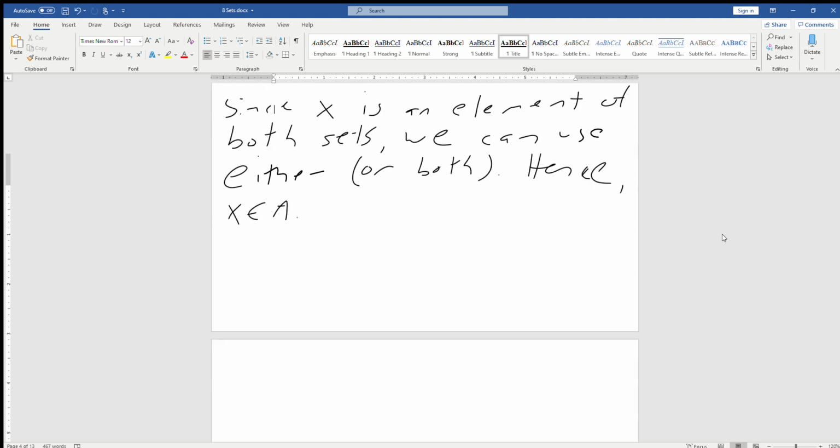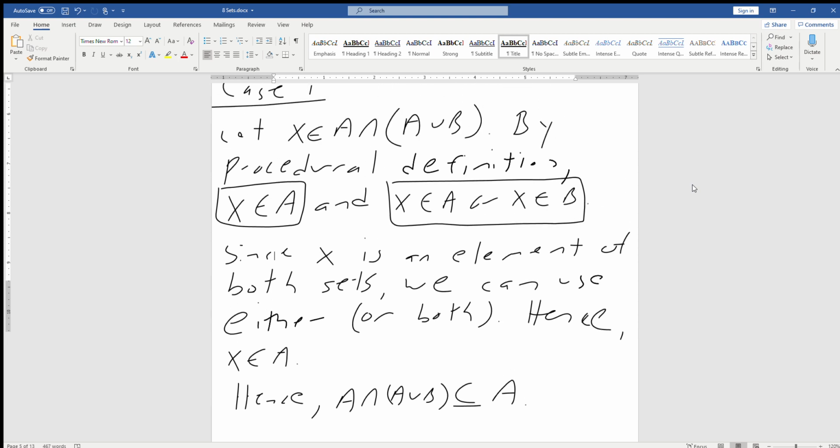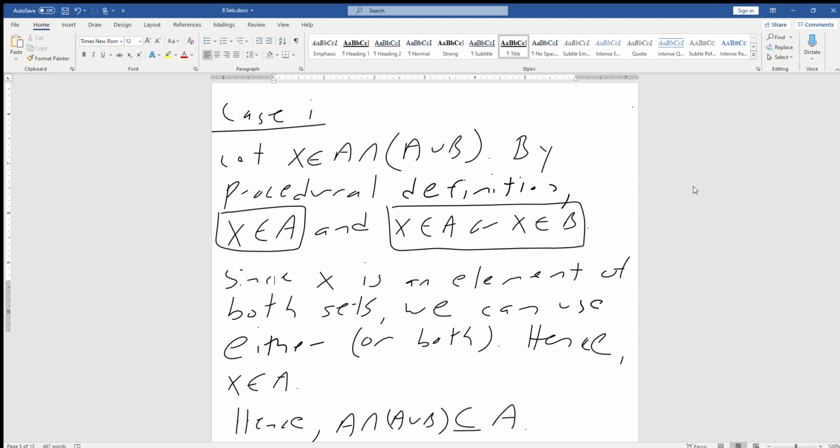Hence we can say A intersect (A union B) is a subset of A. Right? That's the very definition of that. All right, so that's case 1. Case 1 is pretty straightforward. Case 2, not so straightforward.